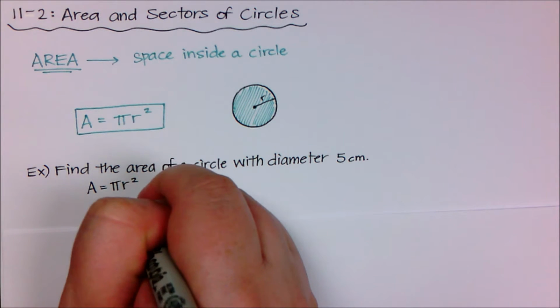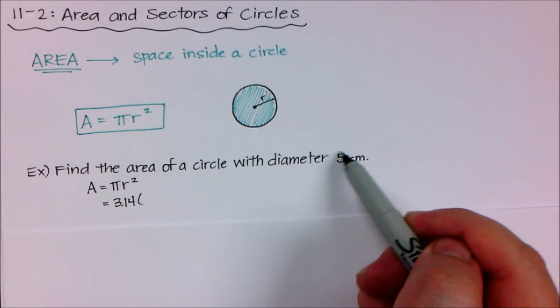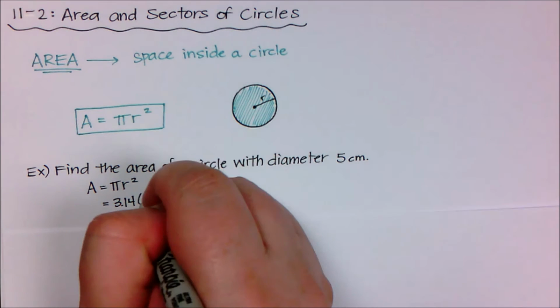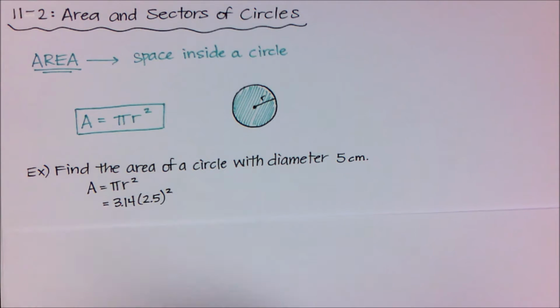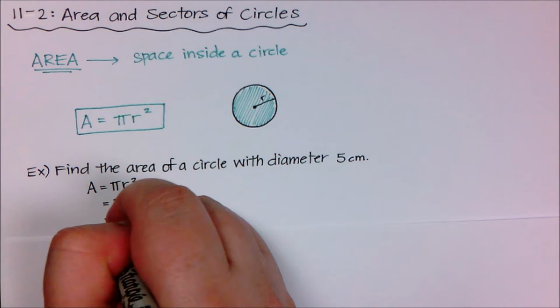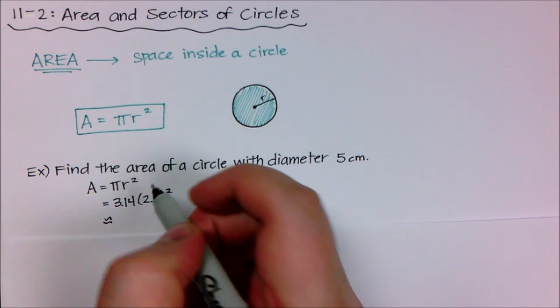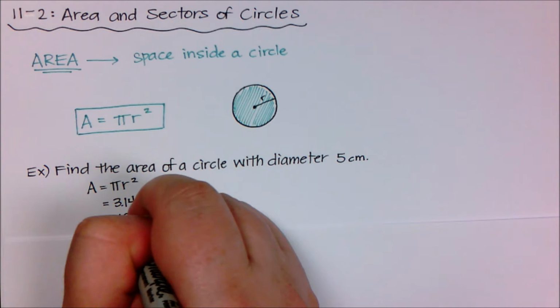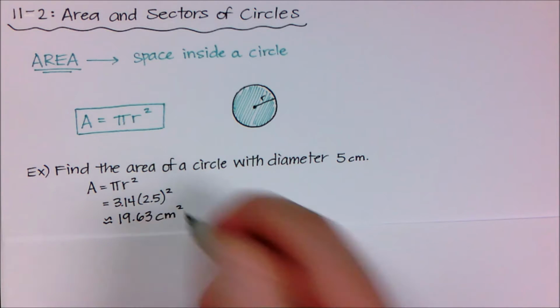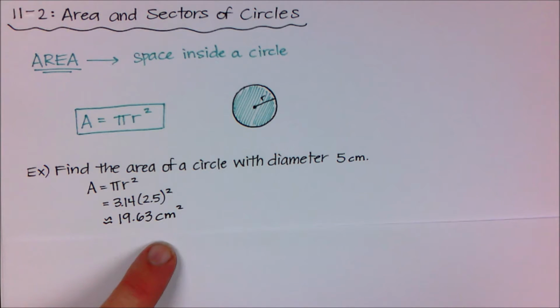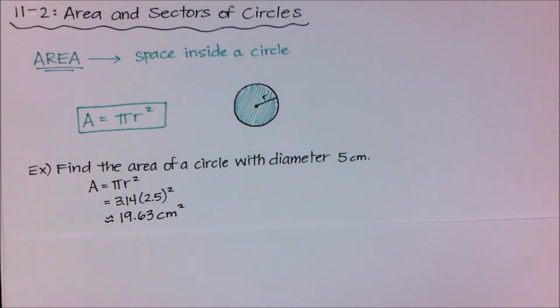Pi, we're going to use 3.14. And the radius, well, that's going to be half of the diameter, so 2.5. And we're going to square that. And when I plug all of this into my calculator, I'm going to find that the area is pretty close to 19.63 centimeters squared. So don't forget the units are now going to be squared, because really it's how many little squares can you fit inside of a shape.